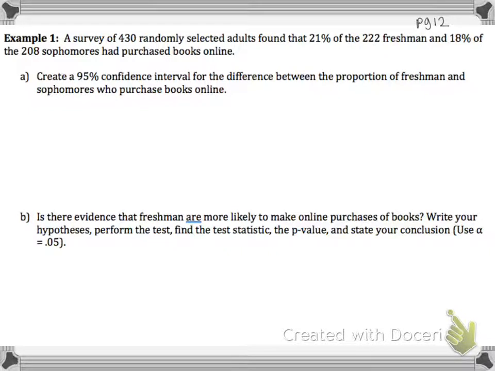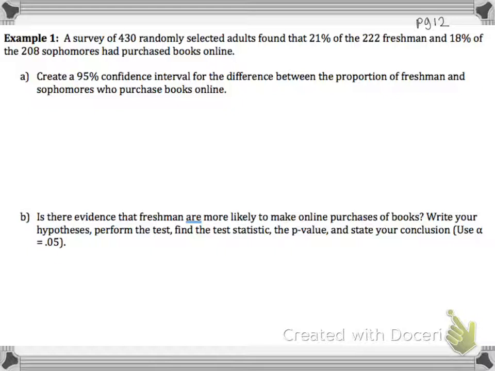Hey everyone, it's chapter 17, which means we are comparing groups. And this is page 12. Let's read this example. I've already given it away: the first two examples are on proportions and the second two are on means. So let's read through and try to understand why I might be able to make that decision.